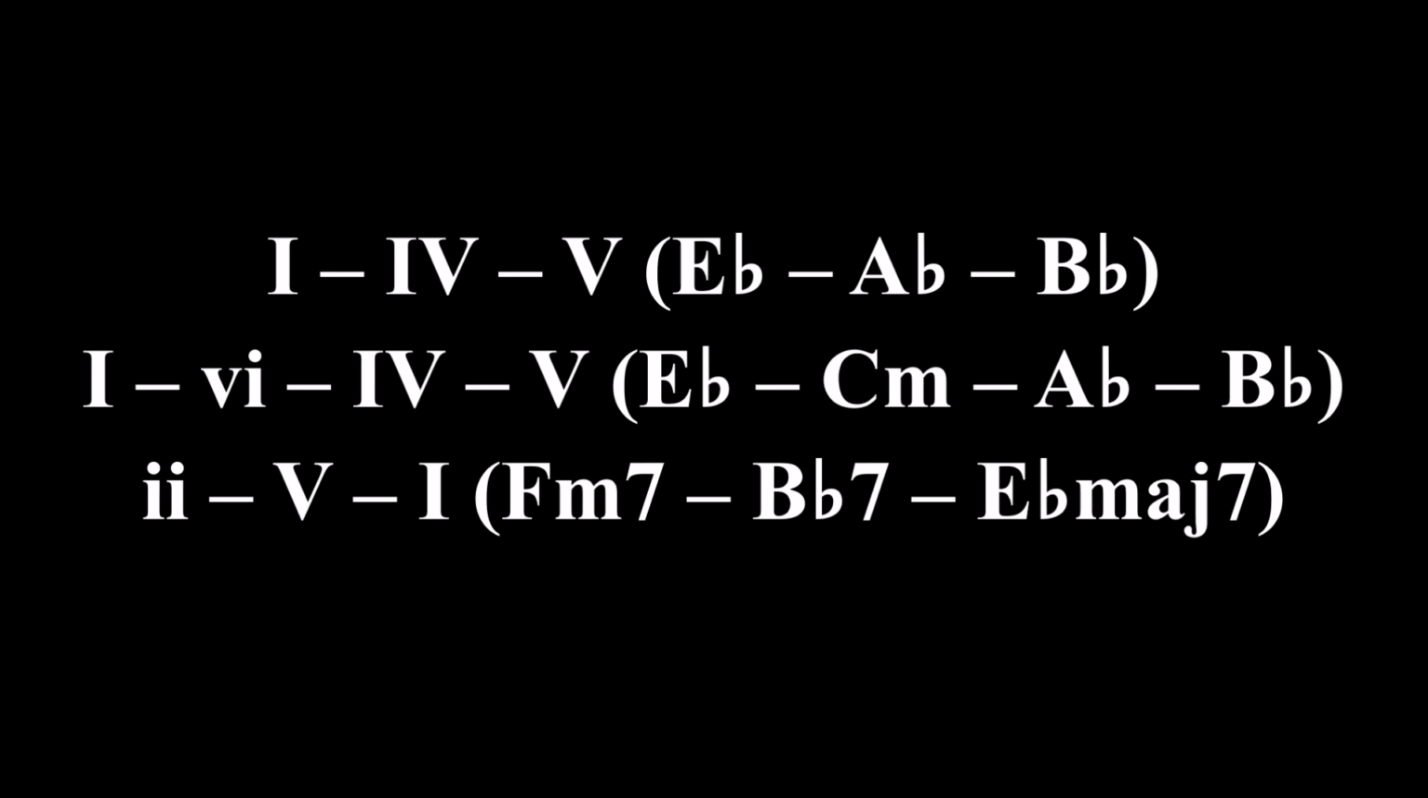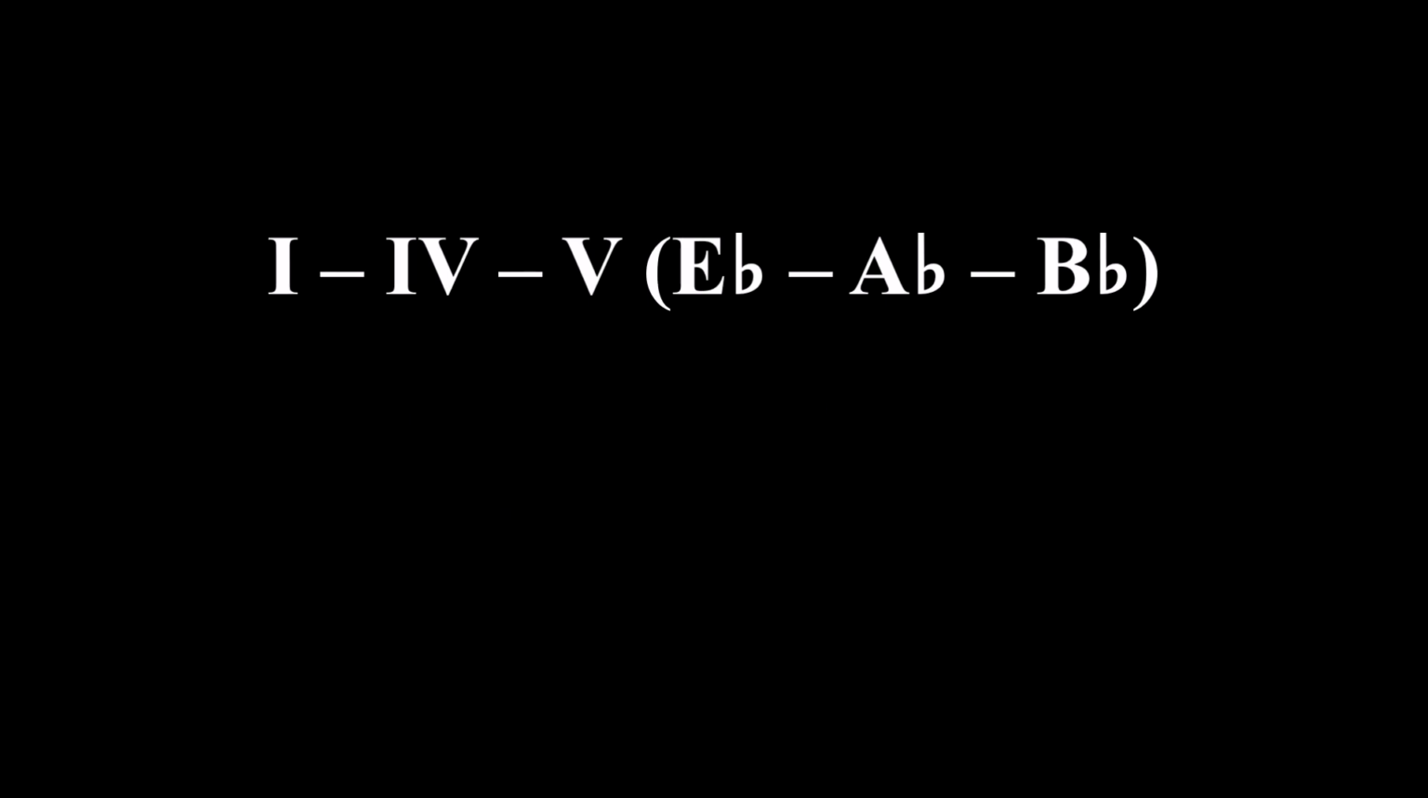Common chord progressions in the key of E flat major. Here are some common chord progressions that you can form with some of these chords. Chord progression number 1. The 1-4-5 chord progression. The chords are E flat, A flat, B flat. Or E flat major, A flat major, and B flat major.